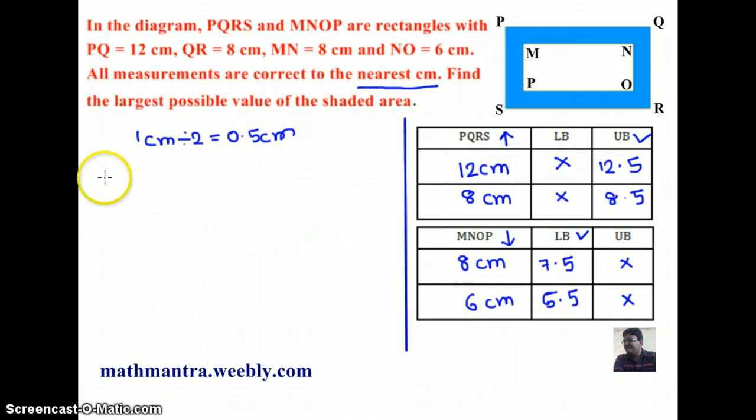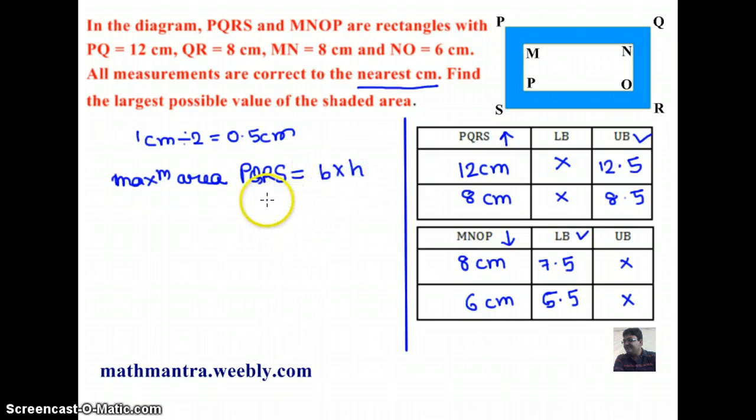Next, I need to find out the area, or the maximum area, of PQRS, which will be, of course, base times height, but I'm going to use the upper bounds of base and height. So 12.5 times 8.5, and that will be equal to 106.25 centimeters square.